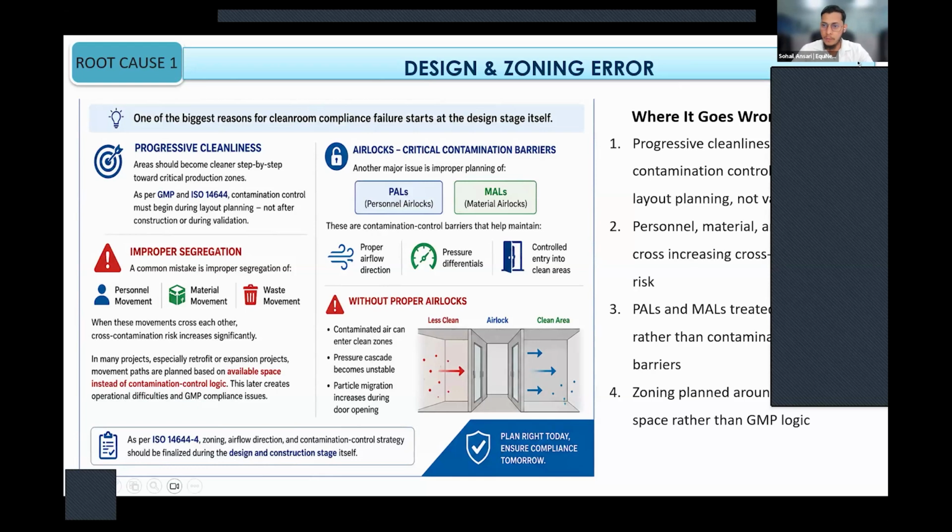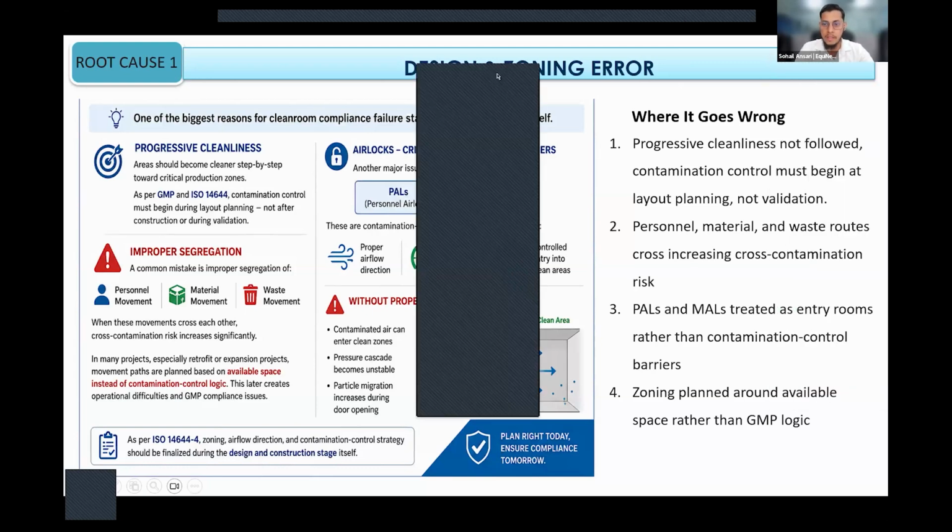Where it goes wrong, if we see the overall strategy: contamination control must begin at layout planning, not validation. Personnel, material, and waste routes cross, which increases cross-contamination risk. MALs and PALs, which we use as material airlocks and personnel airlocks, are treated as entry rooms rather than contamination control barriers. Last but not least, zoning is planned around available space rather than GMP logic. As per ISO 14644, zoning, airflow direction, and contamination control strategy should be finalized during the design and construction stage itself.